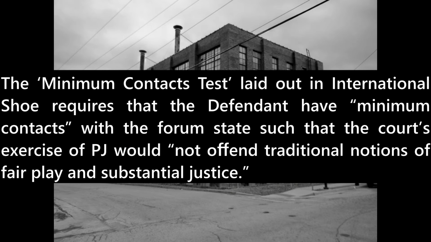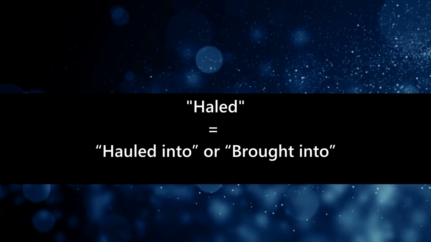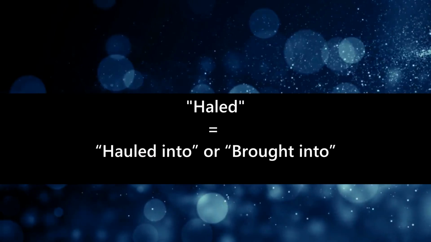The minimum contacts test laid out in International Shoe requires that the defendant have minimum contacts with the forum state, such that the court's exercise of personal jurisdiction would not offend traditional notions of fair play and substantial justice. It's a somewhat ambiguous maxim, but whether the defendant has minimum contacts can be determined by two factors. One, whether the defendant purposefully availed himself of the forum state's laws and the protections of its courts, and two, whether, from the defendant's perspective, it was foreseeable that from those contacts he could be hailed into the forum state's courts. As an aside, the word hailed is just an anachronistic way to say hauled into or brought into court.